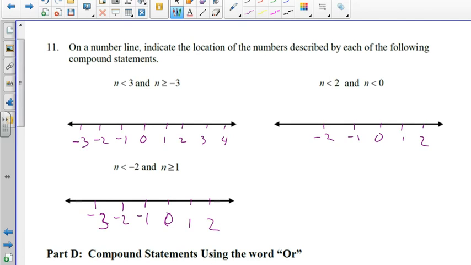What's the solution for n is less than 3 and n is greater than or equal to negative 3? What kind of dots do I put and where? A dark black dot. And then what? A white dot. White dot. Why are you guys so racist? I was saying that's why.